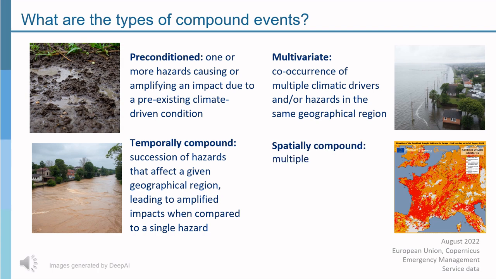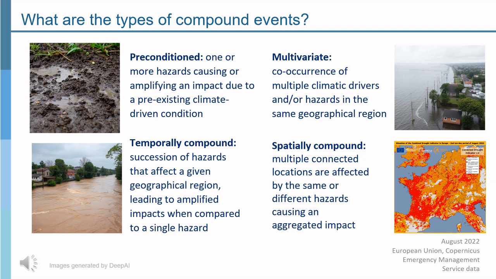Spatially compound events occur when hazards in multiple connected locations cause an aggregated impact. The 2022 compound drought and heatwave, for instance, caused widespread crop damage, water shortages, and wildfires across Europe.